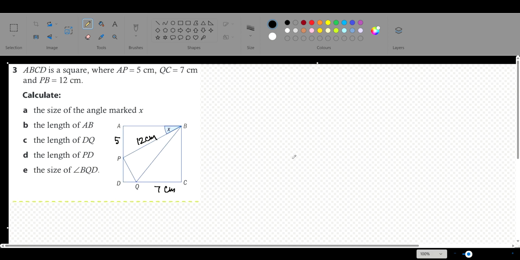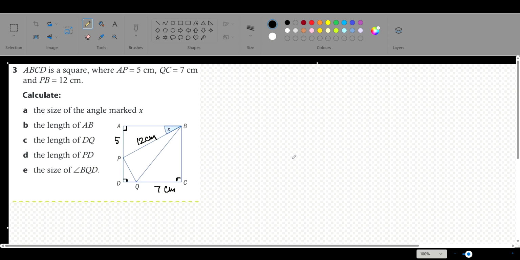We need to find a lot of things here. First, the size of the angle marked X, this value. Easy one, you can find. In square, all the angles that made by a square are 90 degree. All the angles are perpendicular. All the angles are right angle. Right? It is 90 degree.